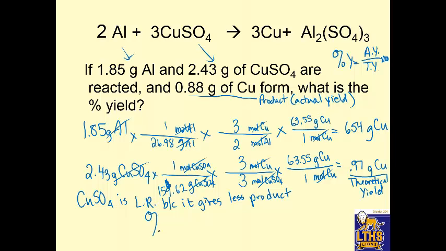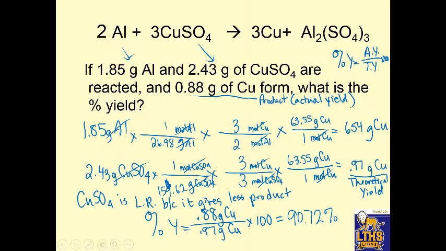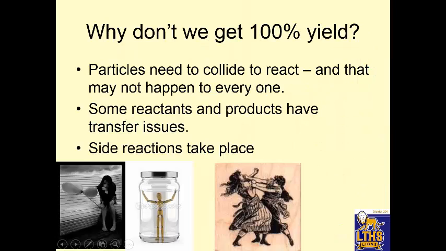So now percent yield is actual, 0.8 grams of copper actually produced in the lab, divided by 0.97 grams of copper that comes from stoichiometry using the limiting reactant. We find out that this reaction is 90.72% yield. Okay? All right. I know it's a lot, but it's a lot of stoich for a reason.